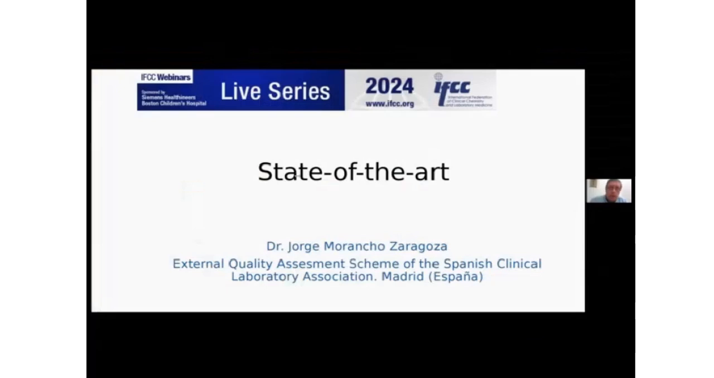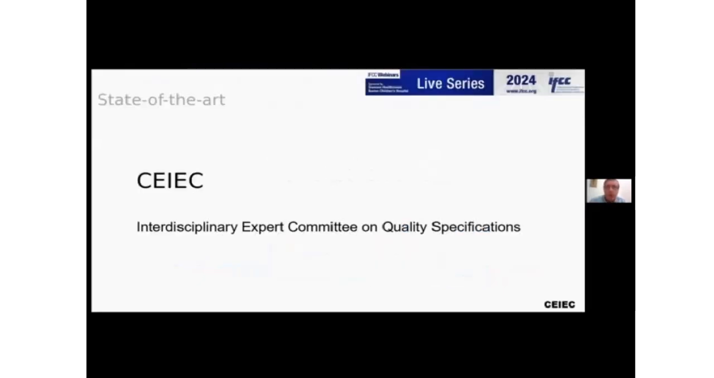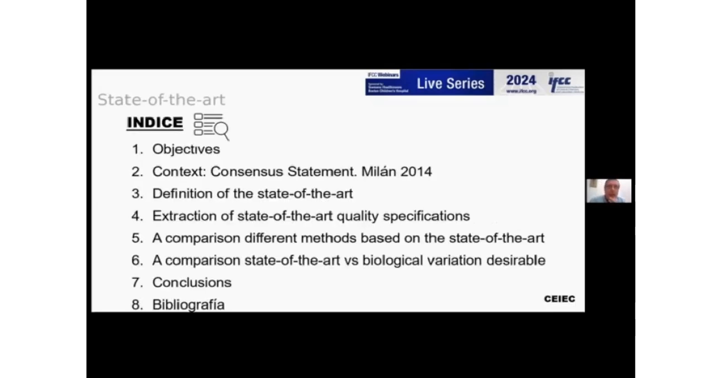Hello, in this talk I will discuss the calculation or obtaining of quality specifications for the analytical phase based on the state-of-the-art. The information presented will be collectively obtained by the Interdisciplinary Committee of Experts on Quality Specifications. I will cover 8 elements in the conference. First, I will talk about the objectives, then the context where quality specifications based on the state-of-the-art are recognized, which is the 2014 Milan Agreement.